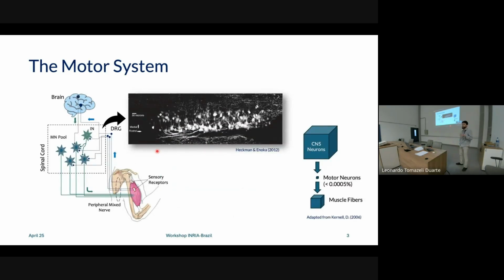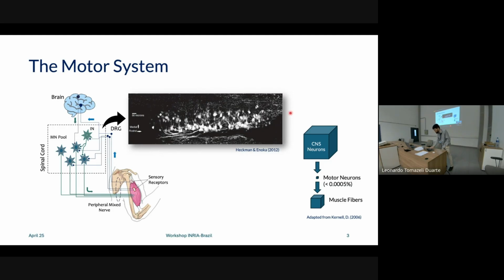These neurons represent a tiny fraction of neurons in the central nervous system. This is less than 0.0005% of the neurons in the whole brain. But we have one specific reason to be interested in these neurons, and it is because they are easily recorded from non-invasive methods. That is why I'm trying to use these techniques here.